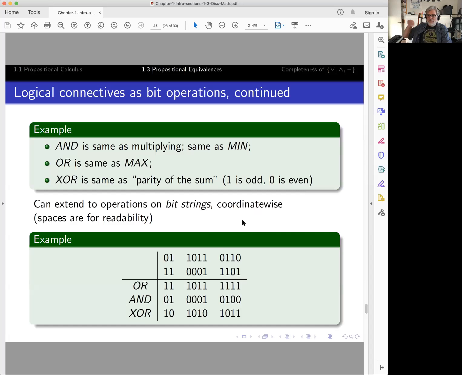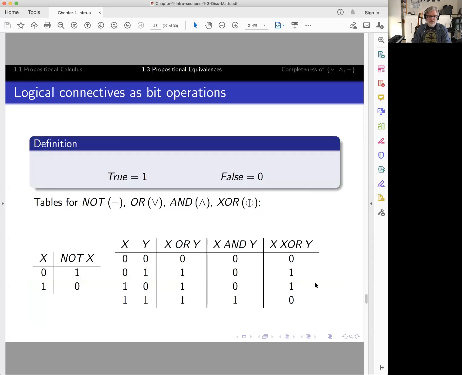But that's why it's a plus with a circle. But for now, just see it as parity of the sum. So what do I mean by that? Look at the sum. 0 plus 0 is 0, that is even. 0 plus 1 is 1, 1 is odd. 1 plus 0 is 1, 1 is odd, that's 1. 1 plus 1 is 2, which is even, and you get a 0.